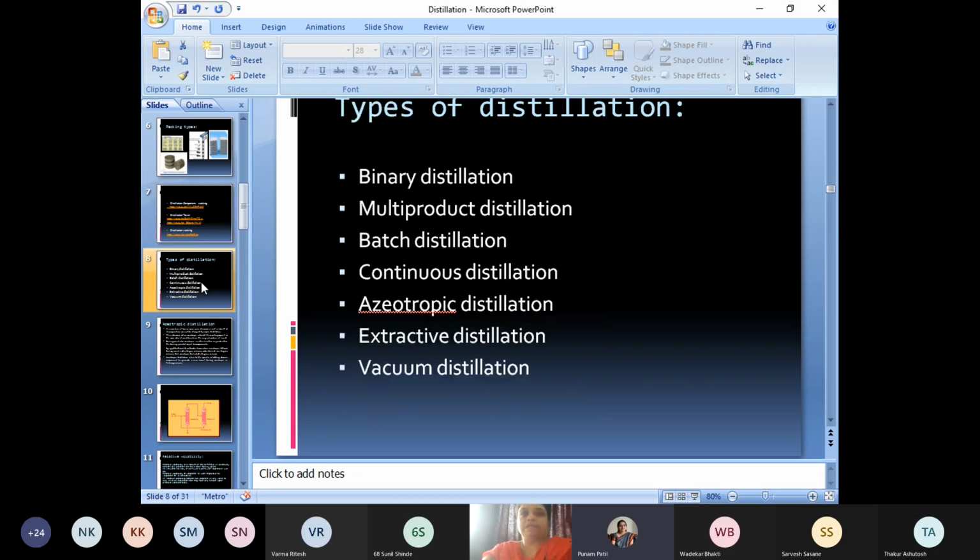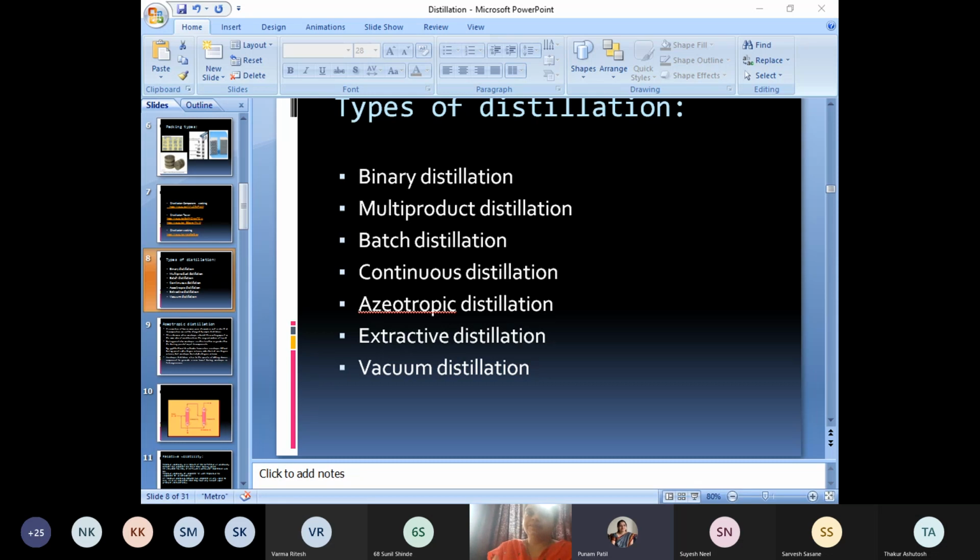Okay. The next we are going to start with types of distillation. Types of distillation. There are types like binary distillation, multi-product, batch, continuous, and some special types of distillation like azeotropic distillation, extractive distillation, and vacuum distillation. So one by one we will discuss these types.